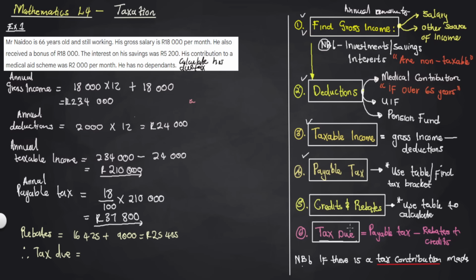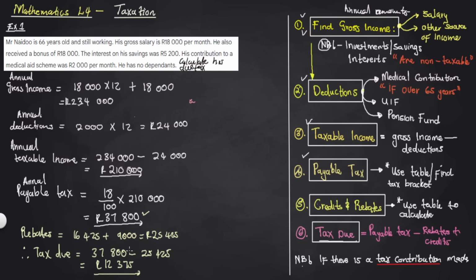is equal to payable tax. So this value, 37,800 minus 25,425. 37,800 minus 25,425. The answer is equal to 12,375. This is the final answer again.